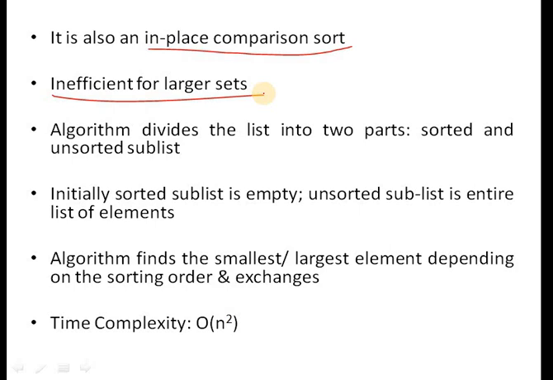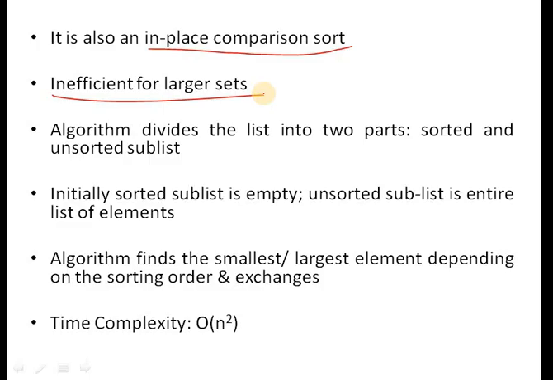Here the selection sort algorithm divides the list. We have a list of items to be sorted, and this algorithm will divide that list into two parts, sorted and unsorted sublist, like insertion sort, but there is a difference.